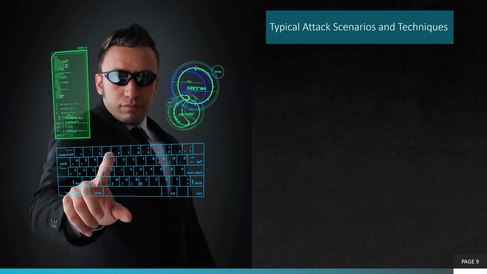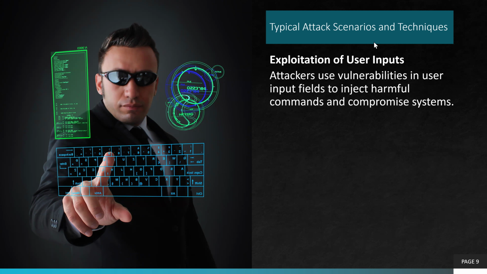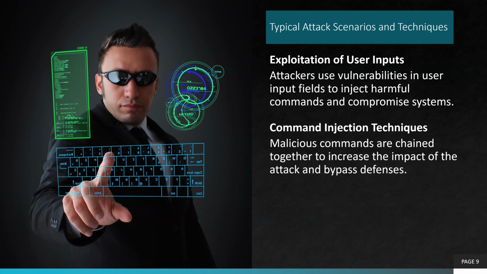Typical attack scenarios and techniques. On this one, I'm going to talk about exploitation of user input, and how the inputs are coming in. Attackers use vulnerabilities in user input fields to inject harmful commands and compromise the system. These harmful commands could be any form of syntax that they see your system is vulnerable to, and they are going to do it through OS-level injection, SQL injection, or cross-site scripting. So the operating system and the application, anything that you provide as a service, has to be looking for this sort of malicious code.